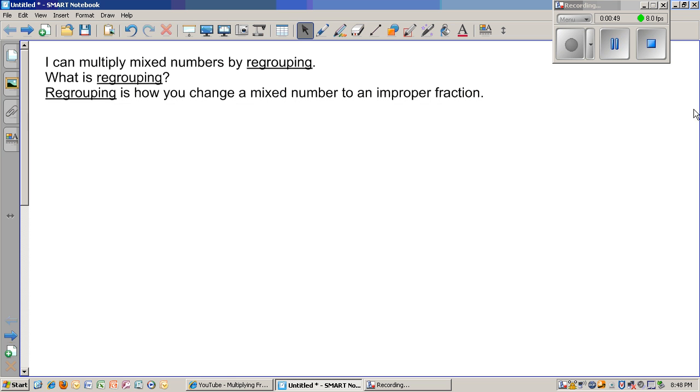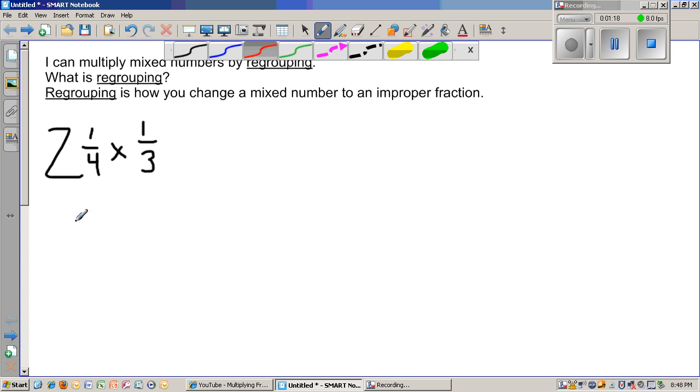So, let's say, for example, we had 2 and 1/4, okay, times 1/3. All right. Well, we're going to use regrouping to help us change this 2 and 1/4 into an improper fraction. So here's how we do that.